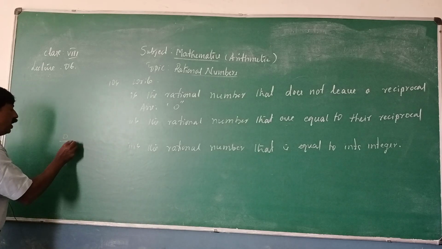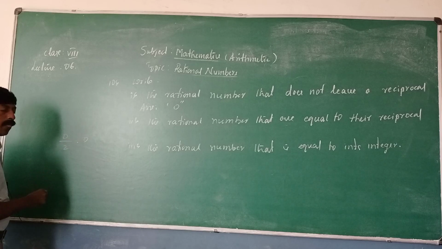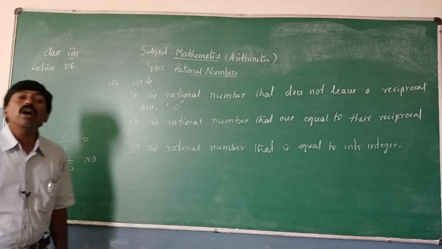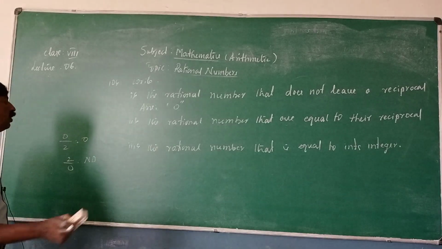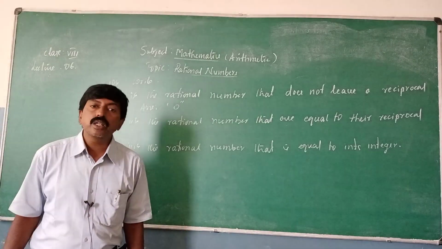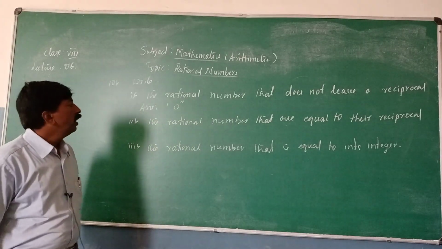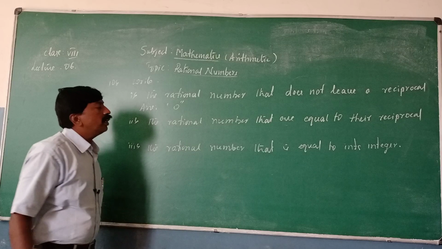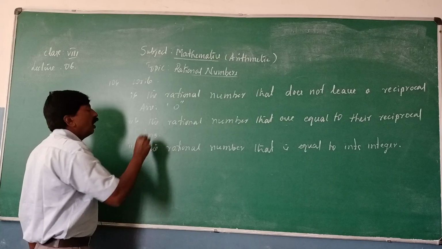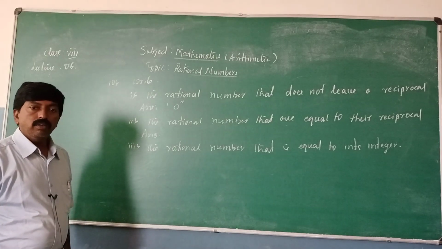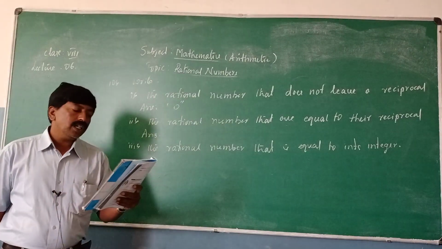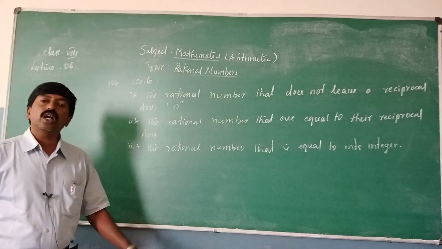Remember, 0 by anything is 0. Anything by 0 is not defined. It is not possible to define. Therefore, 0 does not give any reciprocal. The next question: the rational numbers that are equal to their reciprocal. Which are the rational numbers that are equal to their reciprocal?